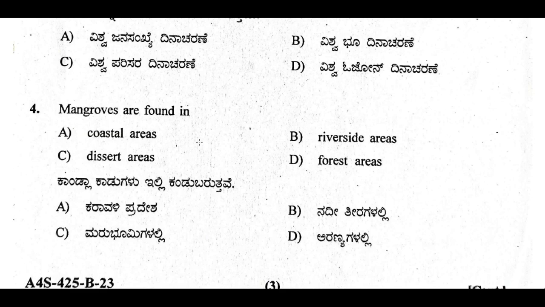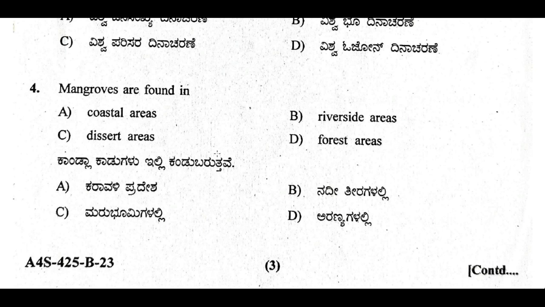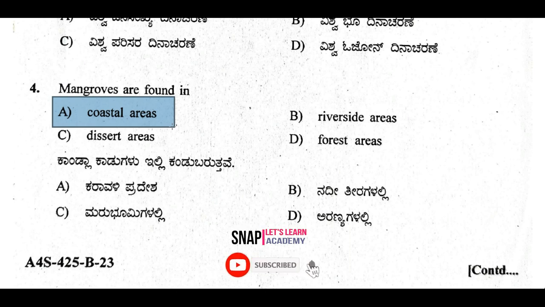So the fourth question is, mangroves are found in A, coastal areas, B, riverside areas, C, desert areas, option D, forest areas. Where do we find these mangroves? As we know, there are three types of mangrove forest, red, black and white, which is mainly found in the Sundarbans, the Ganga's river delta, which is the world's largest mangrove forest, located in West Bengal of India and Bangladesh. Also there are the Pichavaram mangroves in Tamil Nadu, and in Maharashtra, the Ratnagiri mangroves. So therefore, these are found in the coastal areas. Option A is the right answer, coastal areas.